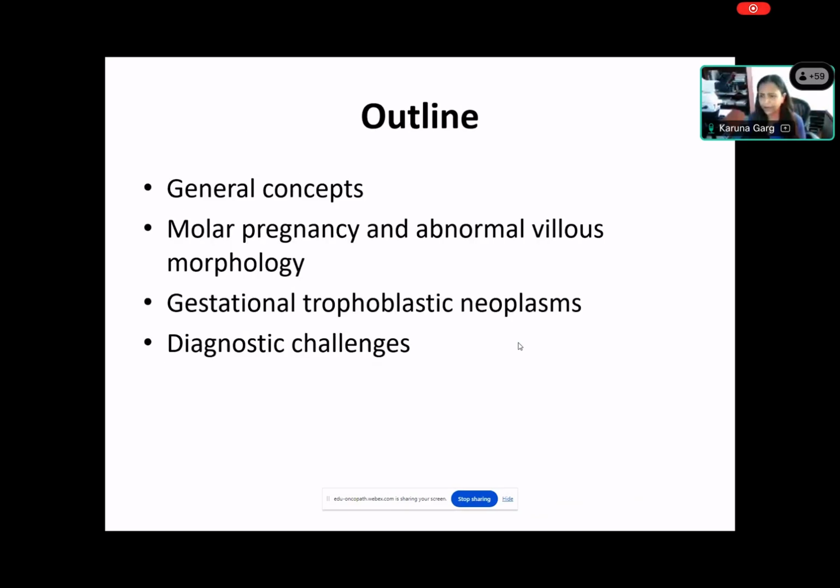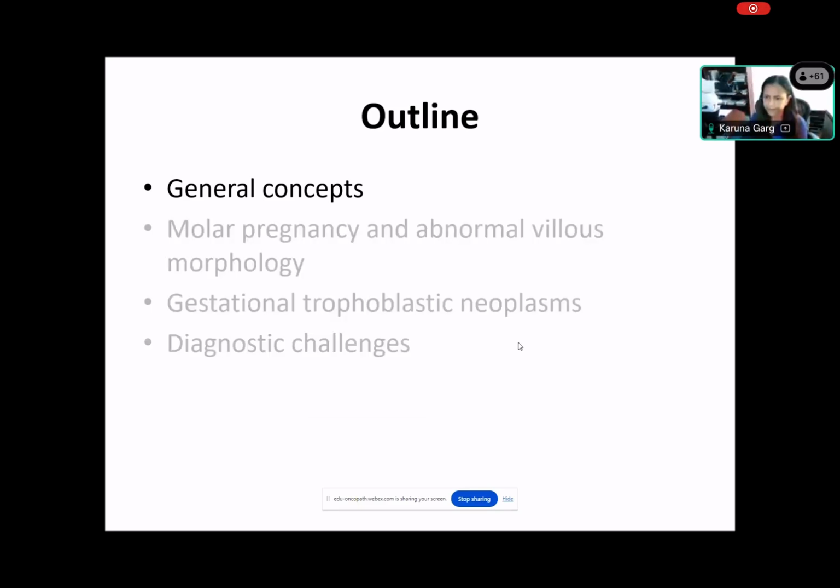So this is going to be the outline of my talk. We'll do some general concepts first, then go into molar pregnancy, followed by the gestational trophoblastic neoplasms, and then we'll cover the neoplastic-like lesions in the diagnostic challenges area. So let's start with general concepts.